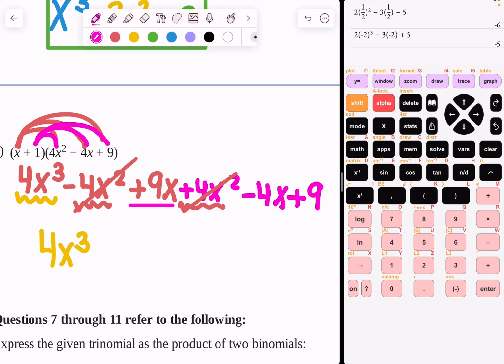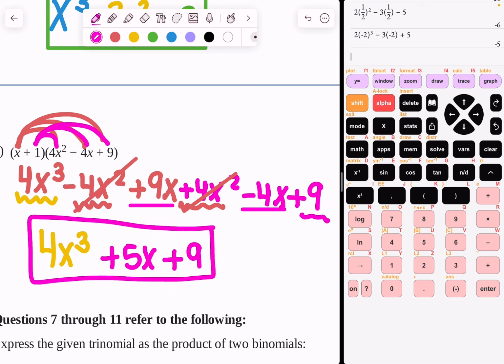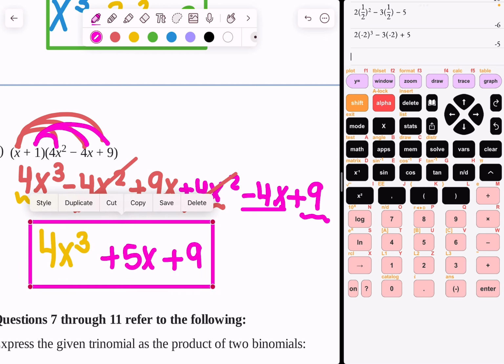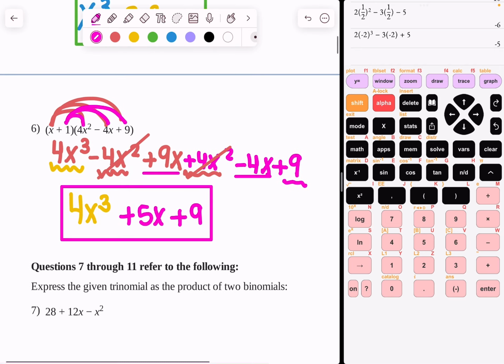Then 9x minus 4x is 5x. And I bring down this positive 9. This is in standard form because we're going from the highest exponent to the exponent with the 1 to then the constant. Alrighty.